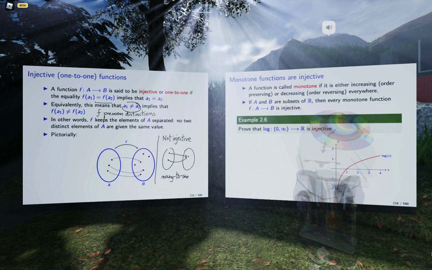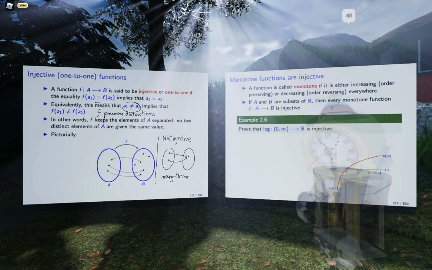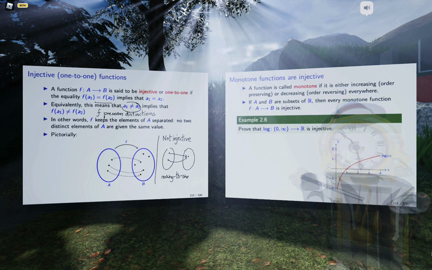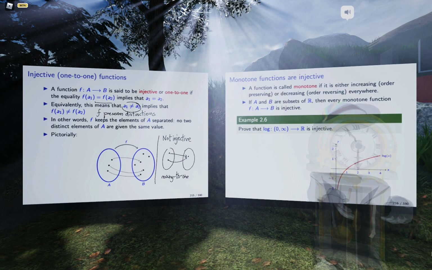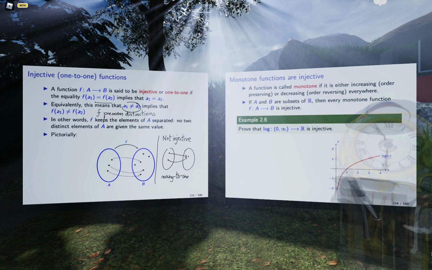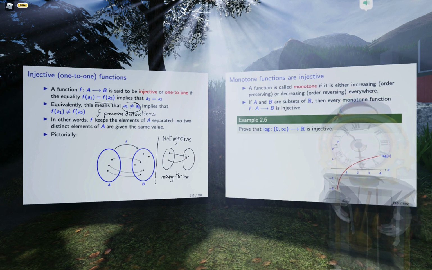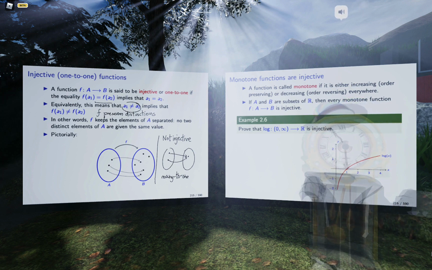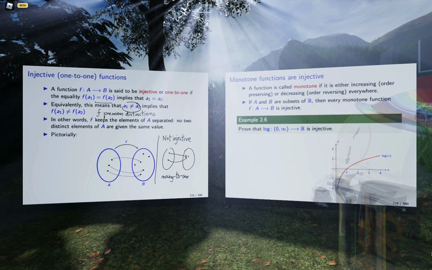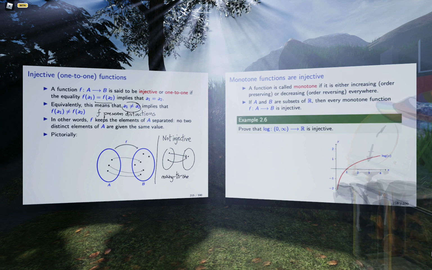All right, so an important class of injective functions are those that are monotone. So a monotone function is a function that's either always increasing or always decreasing. Now, just to be clear, if you have a function that's increasing in some places and decreasing in other places, that's definitely not monotone. It's not that everywhere it's one or the other. It's that it's either always increasing or always decreasing.